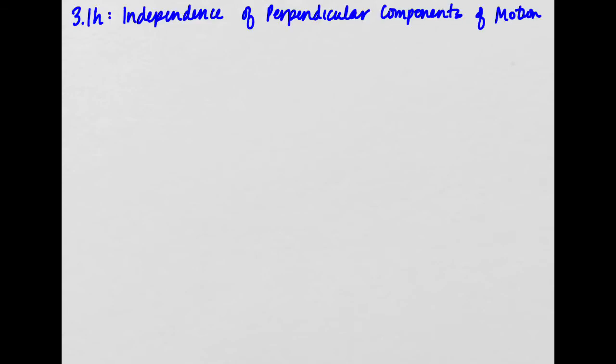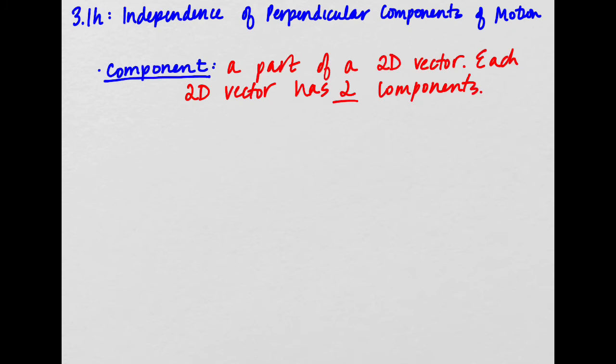All right, so remember that 3.1H is about the independence of perpendicular components of motion. Each of the components of a vector are independent of one another. Remember that the vector components describe the effect of a single vector in a given direction. So there are two components of every angled vector, remember.